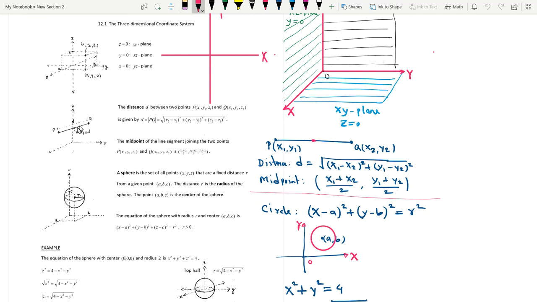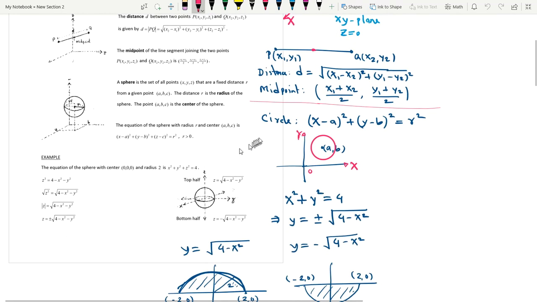Now to find the midpoint of this straight line in 3 dimension, the formula is (x1 plus x2) divided by 2, comma, (y1 plus y2) divided by 2, comma, (z1 plus z2) divided by 2. You know, in two-dimensional coordinate system, if we have the straight line PQ, then this is the midpoint, and its formula was (x1 plus x2) divided by 2 comma (y1 plus y2) divided by 2. So there is a similarity between two-dimensional and three-dimension.